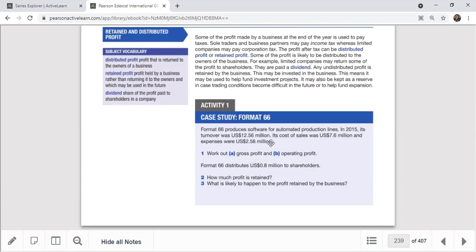And then from that, if you deduct the expenses, 2.56, the answer would be 2.4 million US dollars operating profit, right? And they distribute 0.8 million to shareholders. How much profit is retained? If you distribute out of this 2.4 million another 0.8 million to the shareholders as dividend, 1.6 million will be remaining in the business. And then what happens to this profit? They will be using it for expansion purposes, future development purposes, acquisition purposes like that, right?